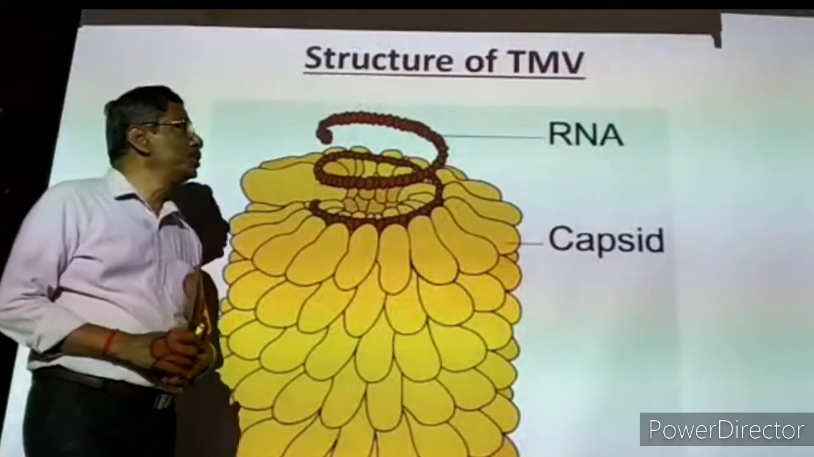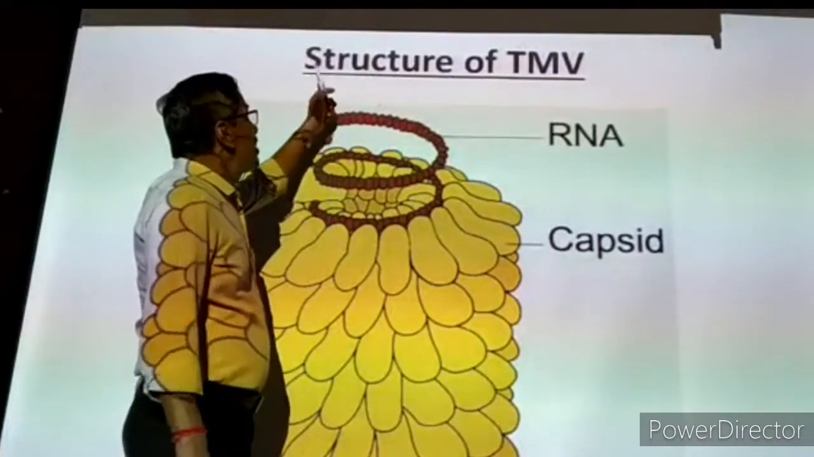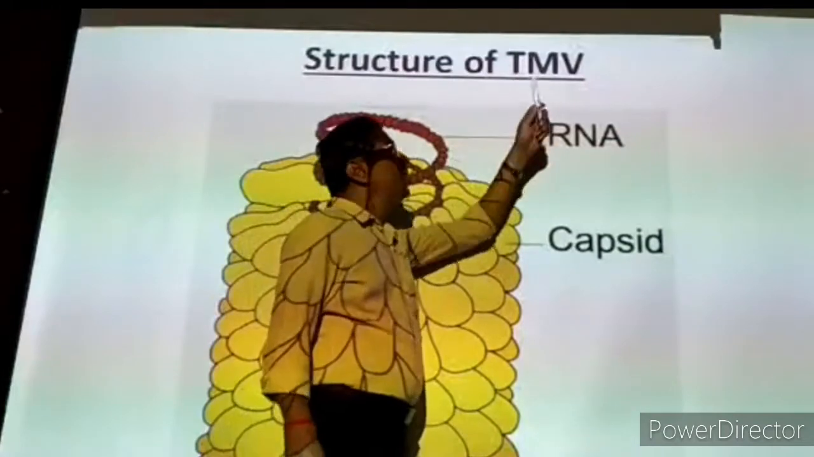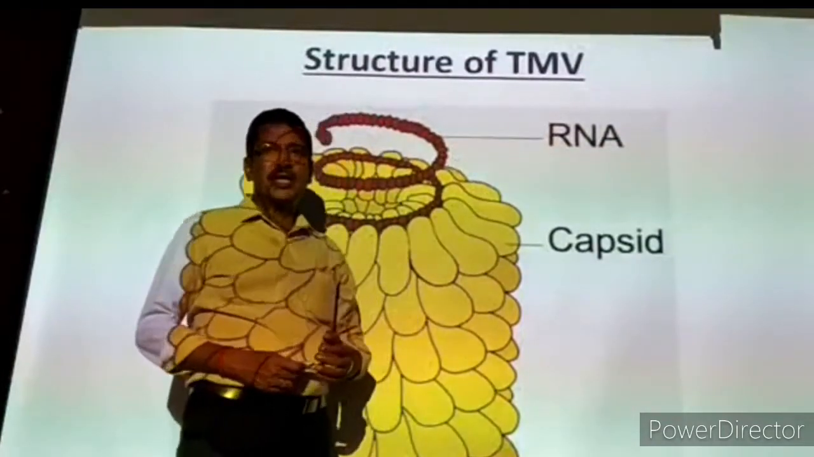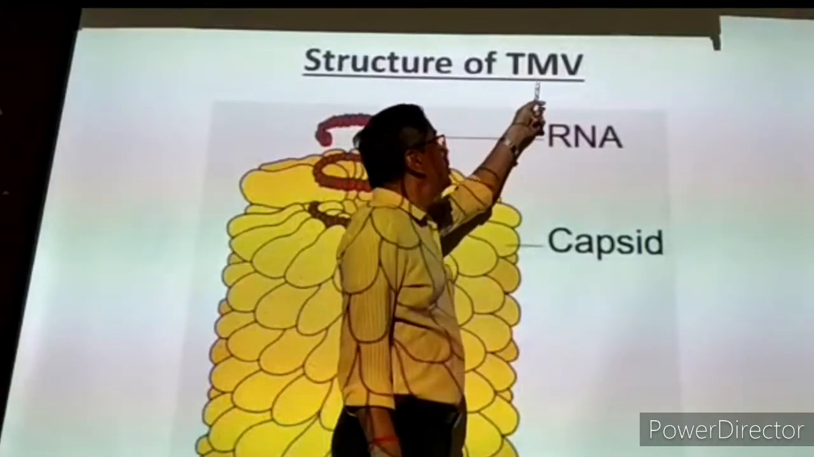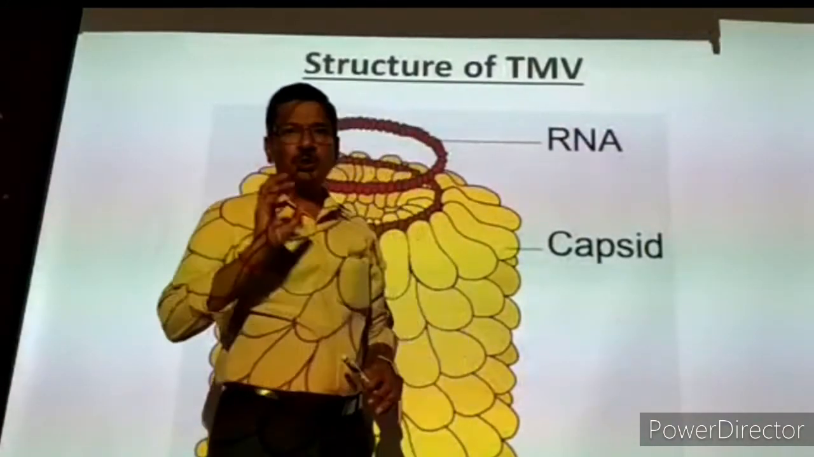Okay, welcome back to the study of virology. Now we are going to study the structure of TMV. The expansion for TMV is tobacco mosaic virus. Why is this virus called the tobacco mosaic virus?